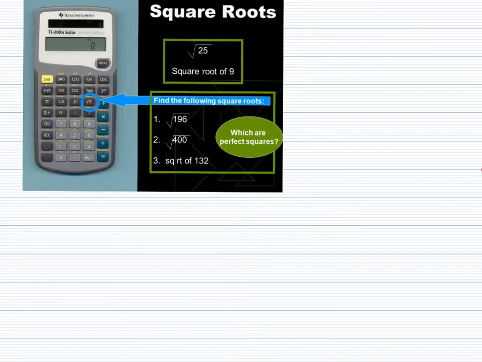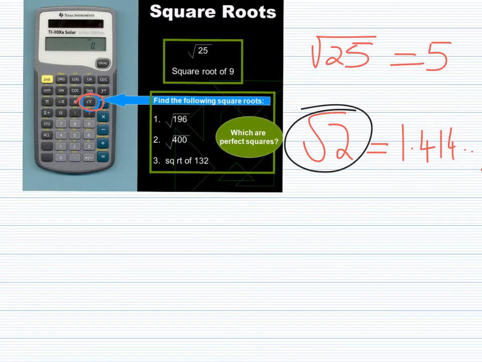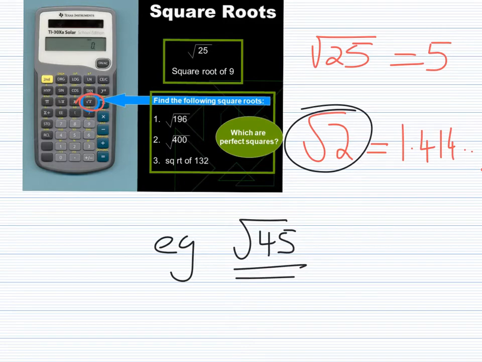Square roots are a funny thing. If you type, say, the square root of 25 into your calculator using this button here, you'll get 5. But if you type the square root of 2 into your calculator, you're going to get this really long, horrible number that goes on and on for ages. So if we're asked to do sums with square roots that we may not necessarily be able to break down, for example root 45, how would we be able to do that without using a calculator?